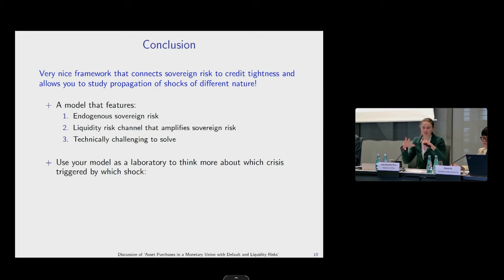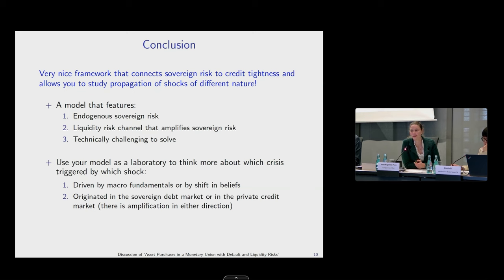My comment is maybe one big comment. Now you've built this very nice model that you can use as a laboratory to think a bit more precisely about which crisis you want to model and as a consequence of which shock. In particular, I would try to really think whether the increase in debt to GDP is driven by macro fundamentals or by shifts in beliefs, because then the policy tool that can be activated can either be activated or not. So it would be nice to see what the differences are.